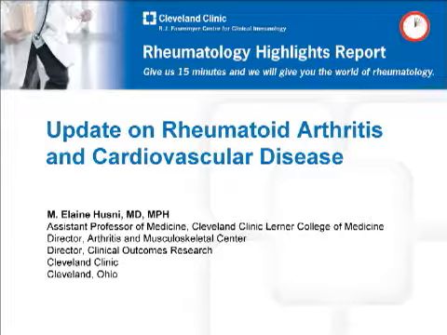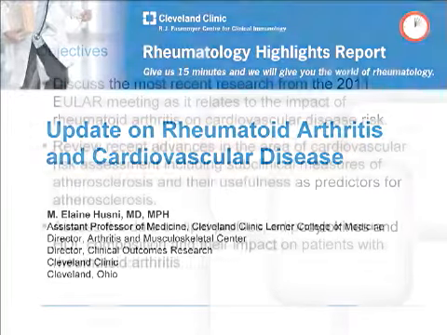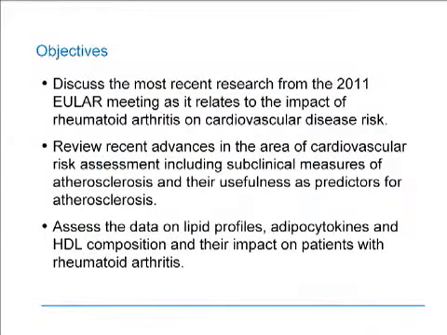As we know, the traditional model of atherosclerosis has really expanded over the past decade to include both an immune and an inflammatory disease state. Over the next 15 minutes, I hope to highlight some of the recent research from the 2011 EULAR meeting as it relates to the impact of rheumatic diseases and cardiovascular risk. We're going to review recent advances in the area of cardiovascular risk assessment, including the subclinical measures of atherosclerosis and their usefulness as predictors for atherosclerosis.